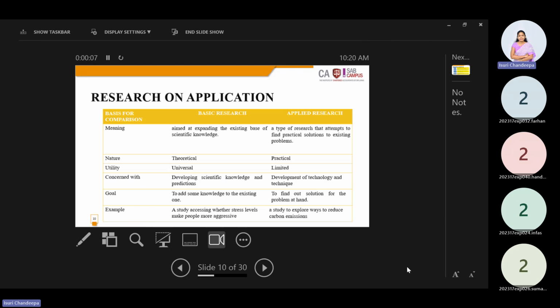Okay. Next one. So we are discussing applied and basic research, right? Okay. So we have stopped at the utility.